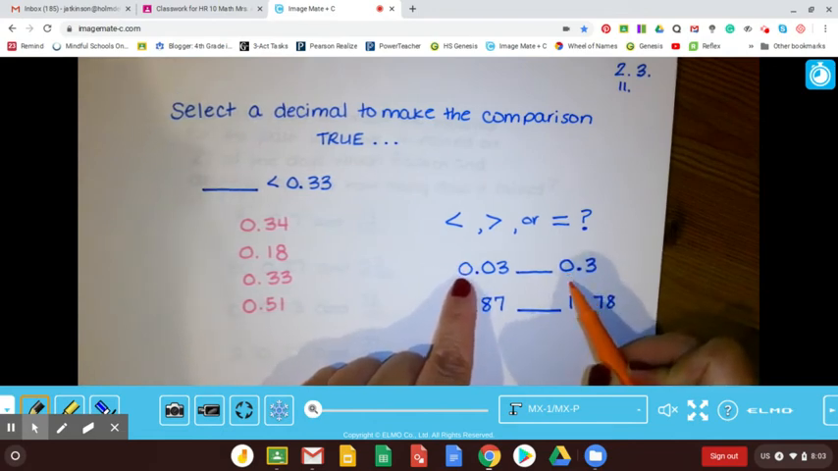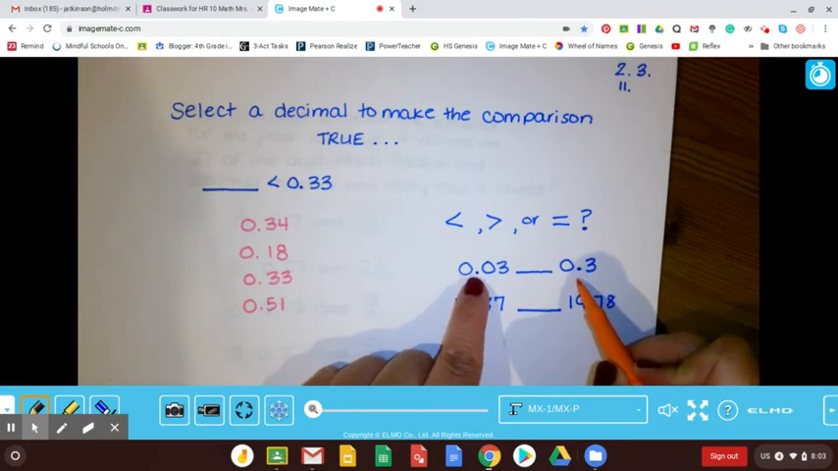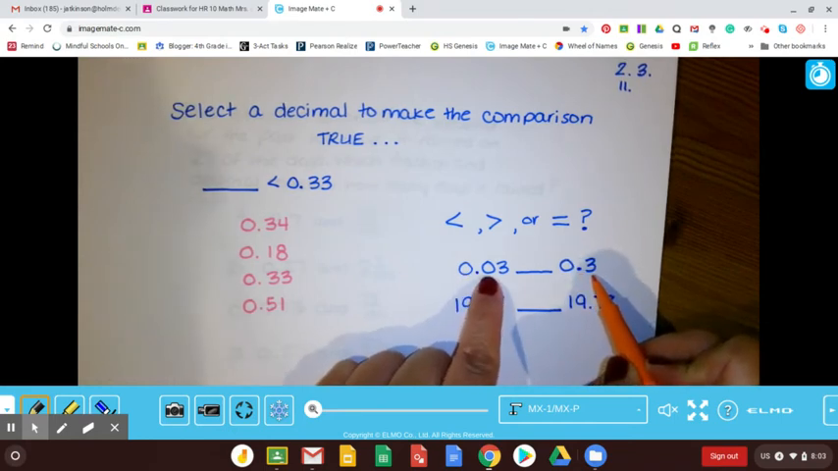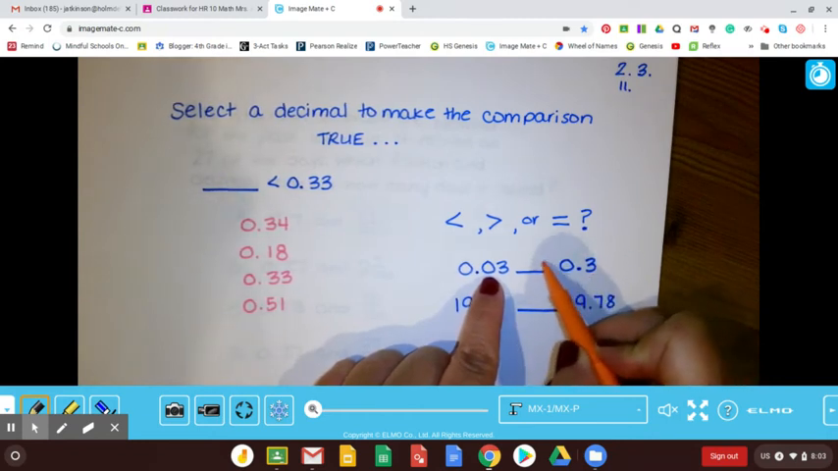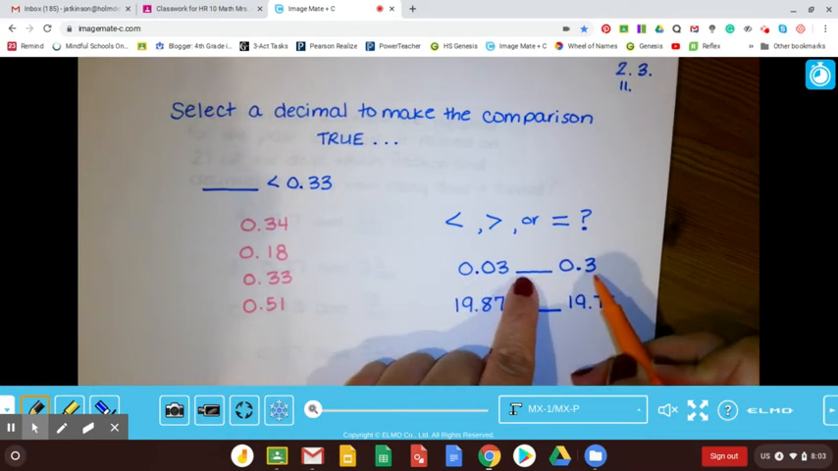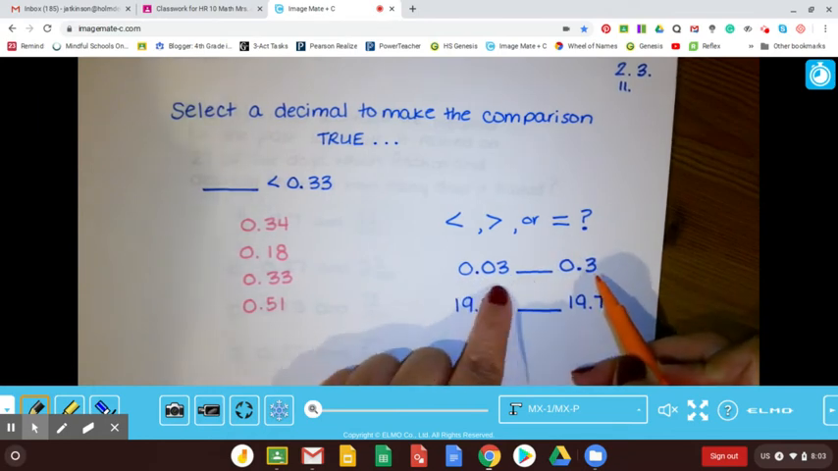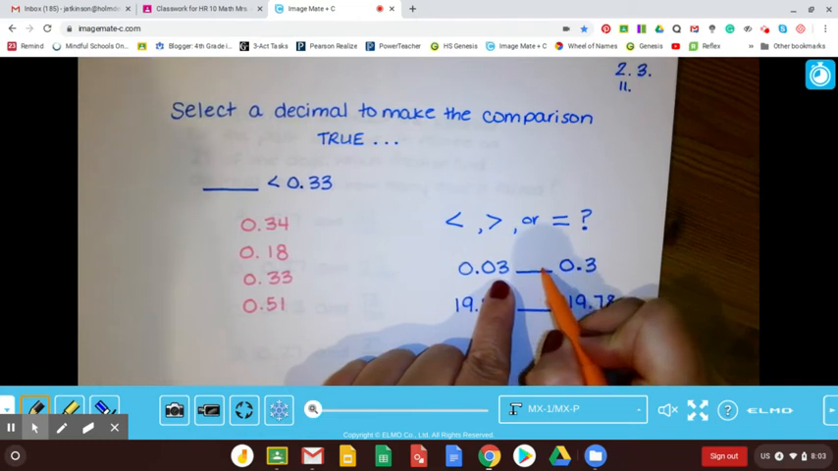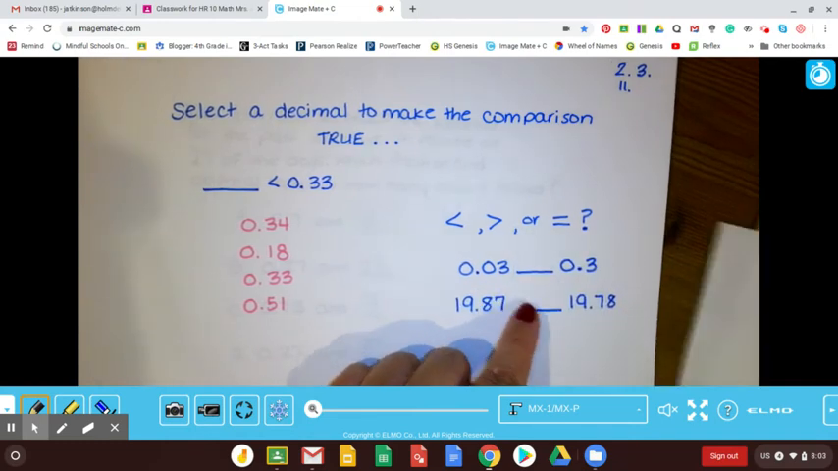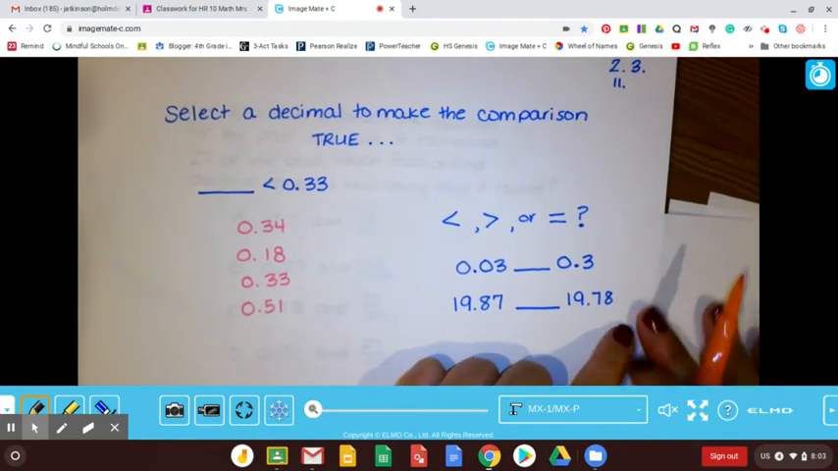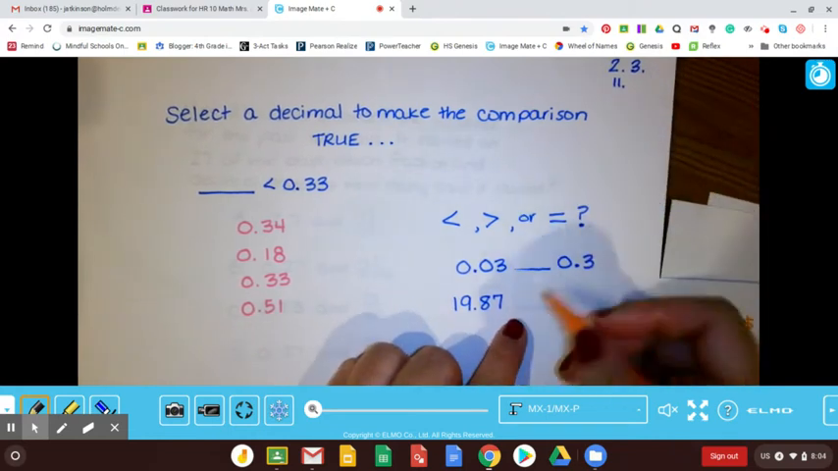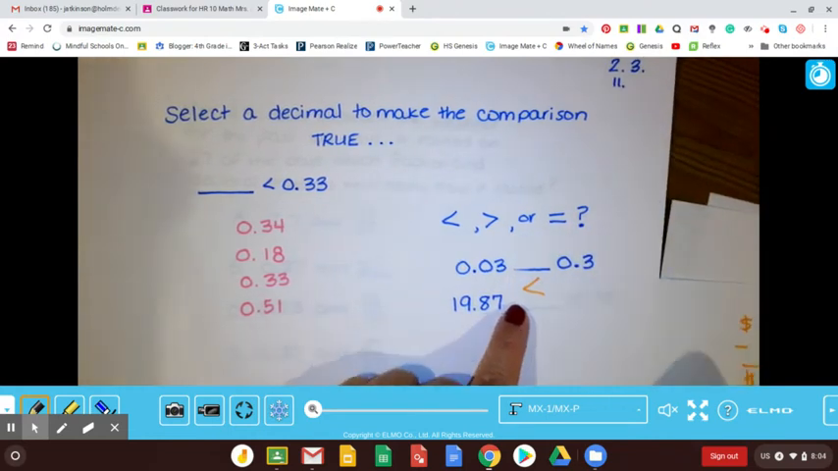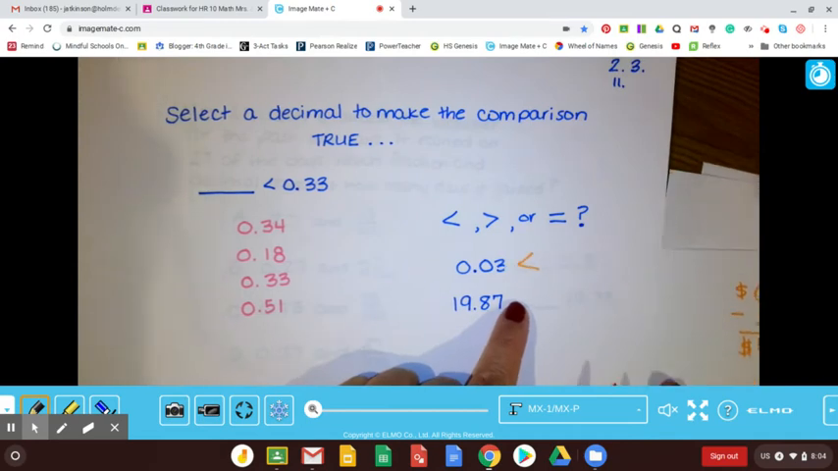So a 0 and a 0, that's the same. Hello, decimal point. And now I'm in the tenths column. I have a 0 and I have a 3. What's bigger, a 0 or a 3? A 3, of course, which makes 3/10ths bigger than 300ths. So my symbol would look like that. I'm going to write it over here for you. It would be a less than symbol right there.